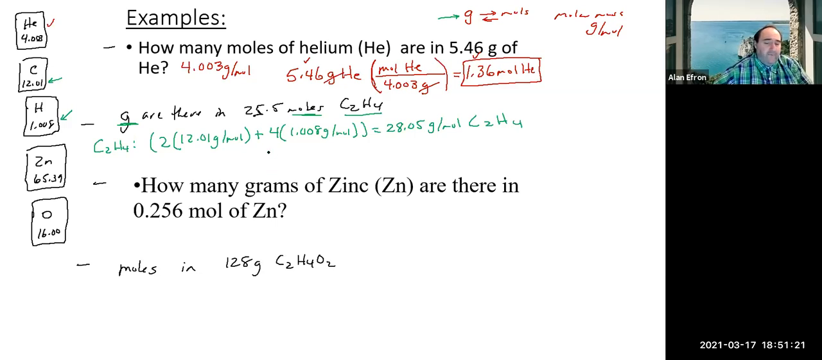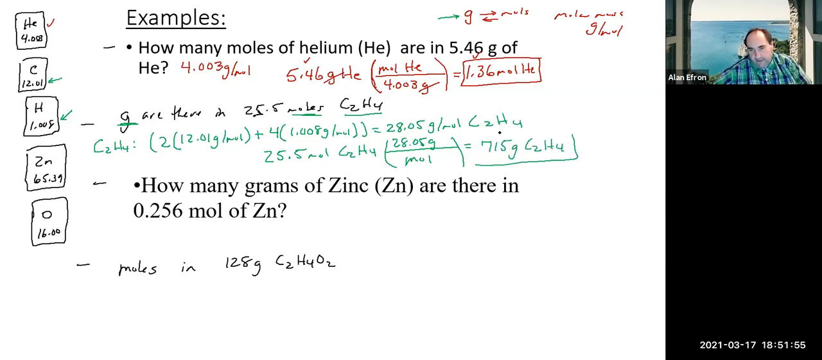So now that we have our conversion factor, we'll start with our 25.5 moles of C2H4. Doing dimensional analysis means that moles need to go on the bottom and 28.05 grams need to go up on top. And that would be about 715 grams of C2H4. Any questions on that one there?